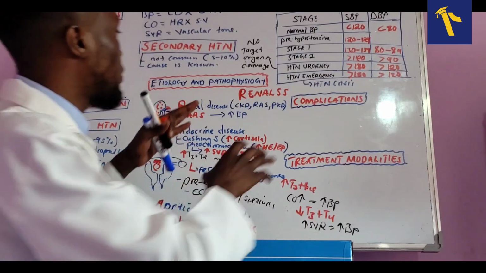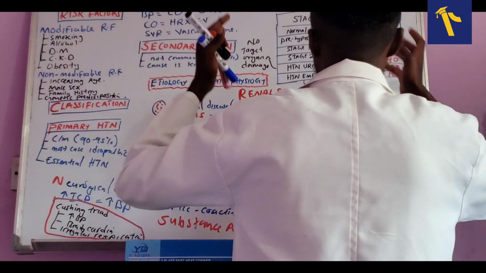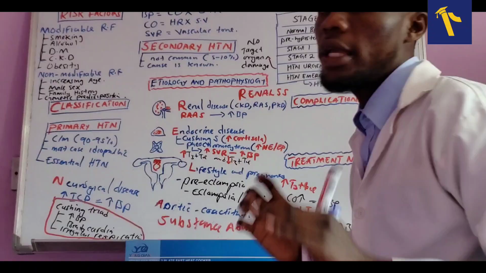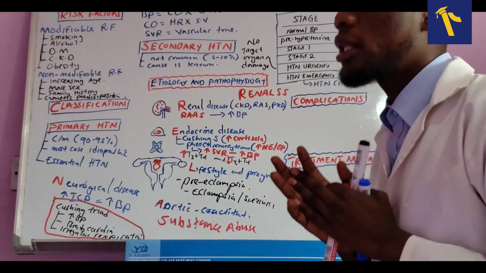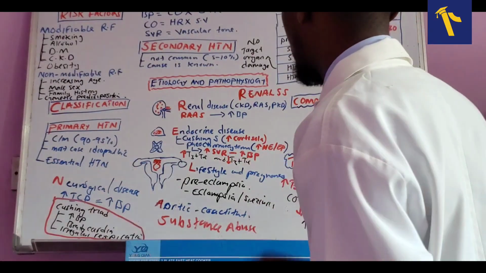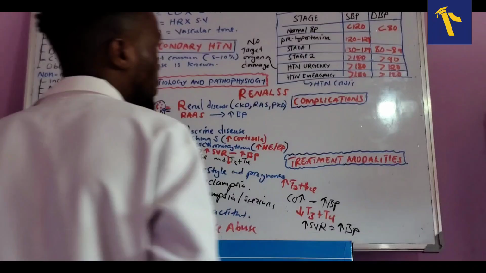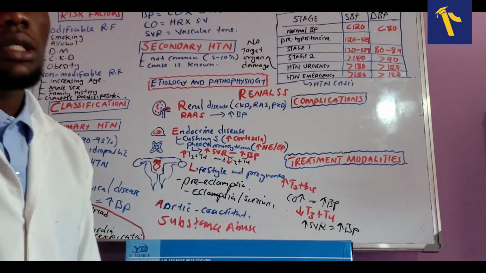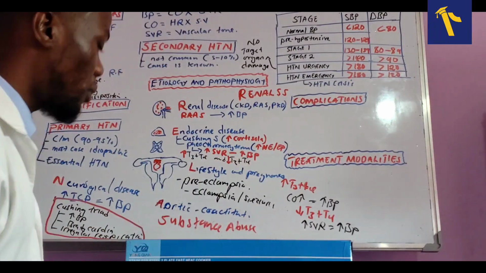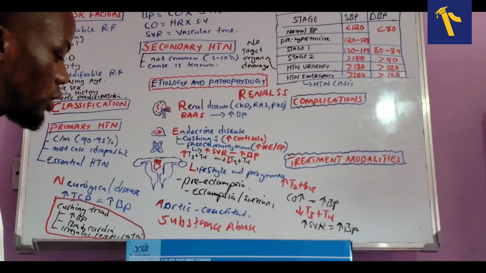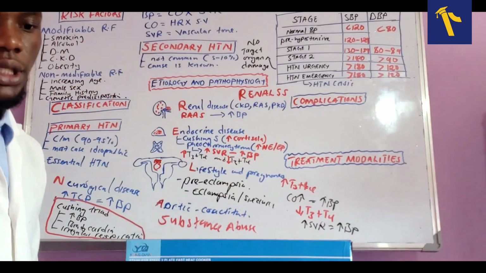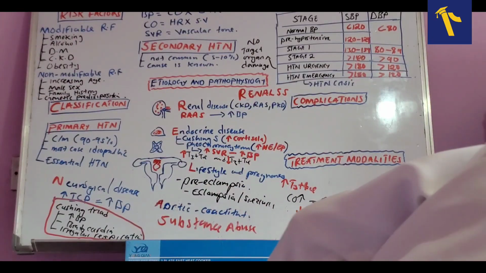Okay, and this is the other classification according to ACC and the AHA. That is the classification. It is based on what? The systolic blood pressure as well as the diastolic blood pressure. Okay, so now let us try to finish up whatever we're talking about.